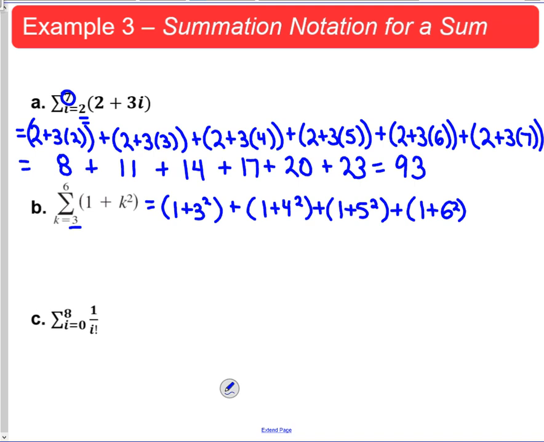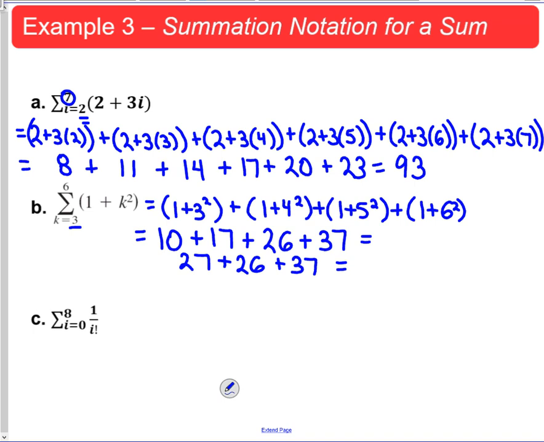There we go. That's what it will look like. Okay, so I get 10 added to 17, added to 26, added to 37. And if we start adding, this calculation I don't have off the top of my head, but 27 plus 26 is going to give us 53. 53 plus 37 should give us a total of 90. So 90 would be our sum.